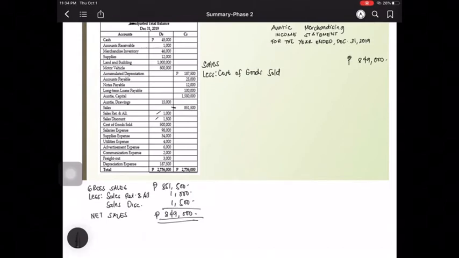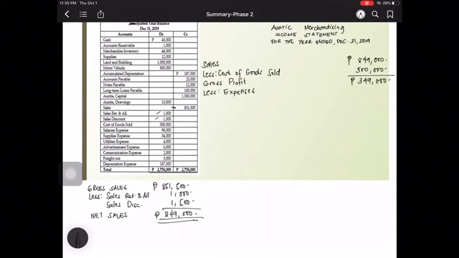So how much is the amount of the cost of goods sold that we were able to compute a while back? We have 500,000 pesos, correct? So to deduct your cost of goods sold from your net sales, we have your gross profit. The gross profit amounted therefore to 349,000 pesos.